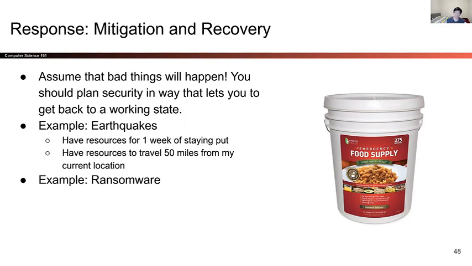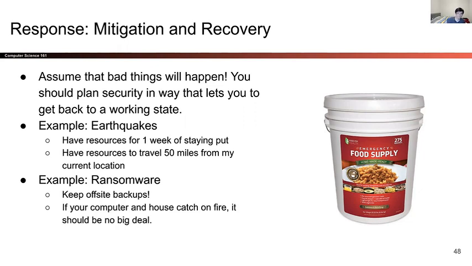A more pertinent example to computer security is ransomware. Ransomware will, again, encrypt your files and then ask you to pay money to decrypt them. So the mitigation here is to keep offsite backups. You can't prevent the ransomware, but you can prevent its effects. You can mitigate its effects.